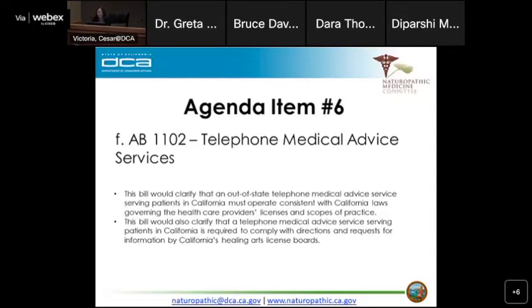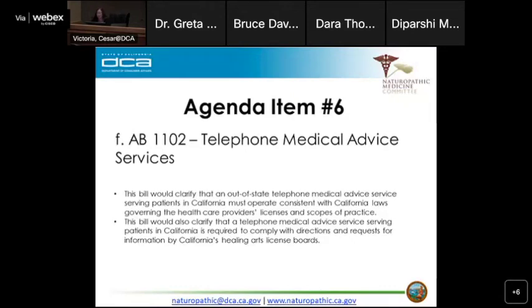So this is Dr. Thompson. My question for this is, would this mean that, say, a naturopathic doctor who's not licensed in California and is in another state could provide telemedicine services to a person living in California without being licensed in the state of California? No. So a naturopathic doctor in another state would not be able to practice in California, even via telemedicine, unless they were licensed here as well.